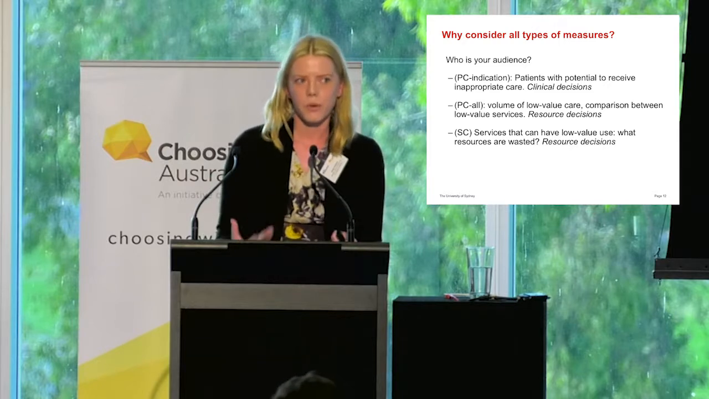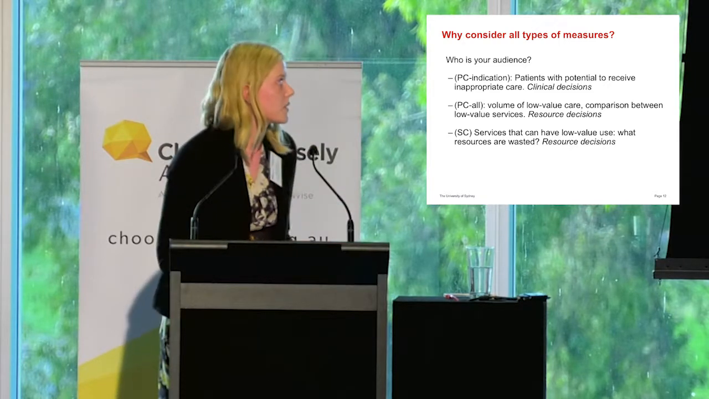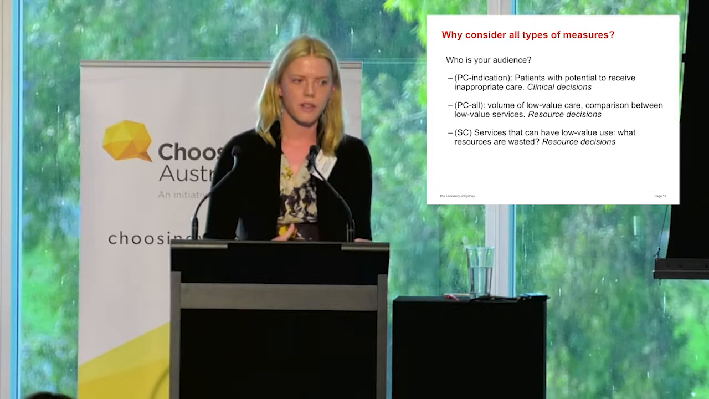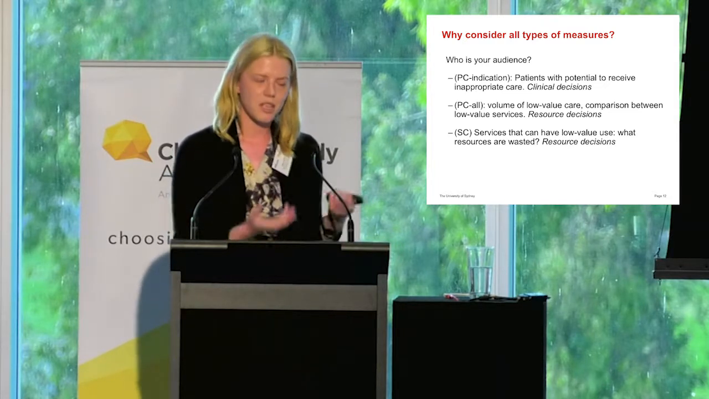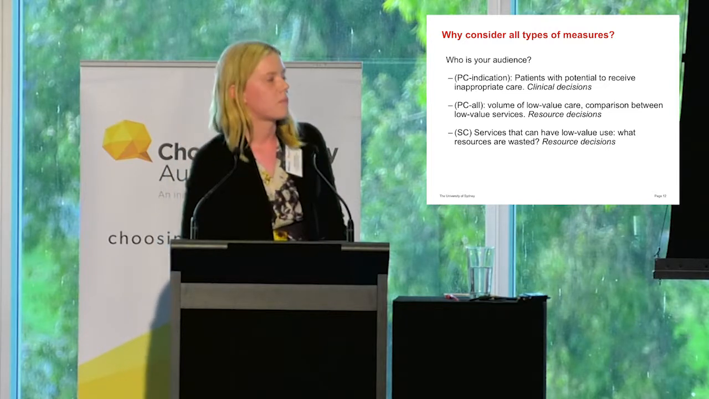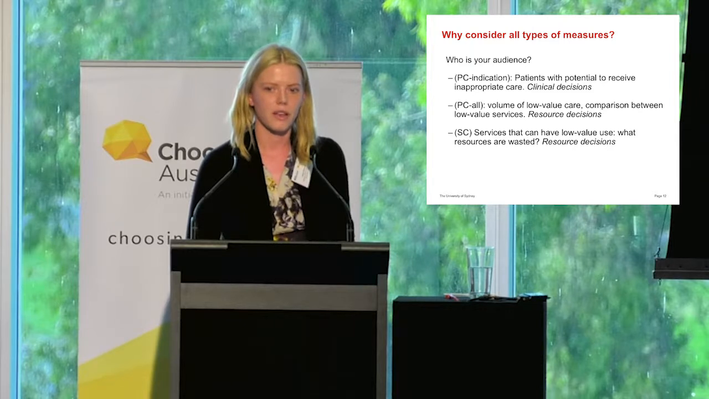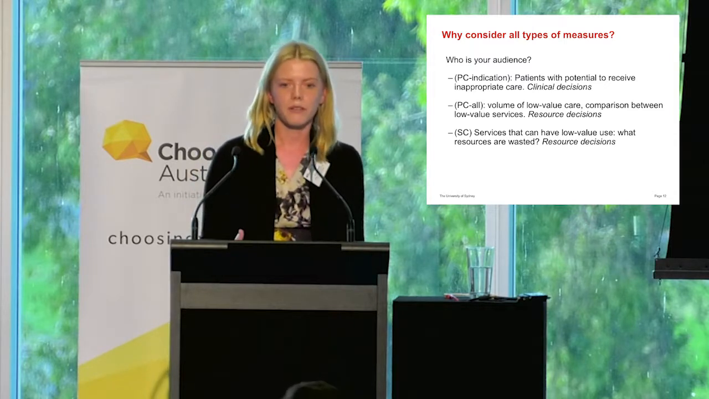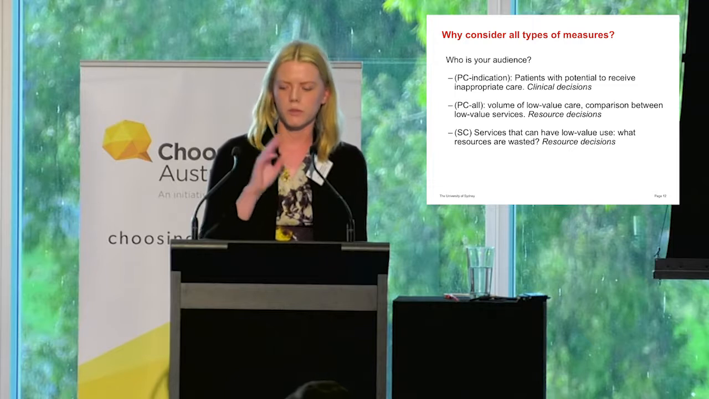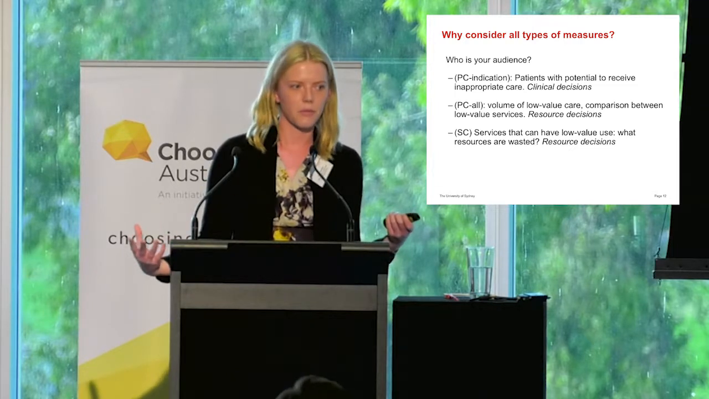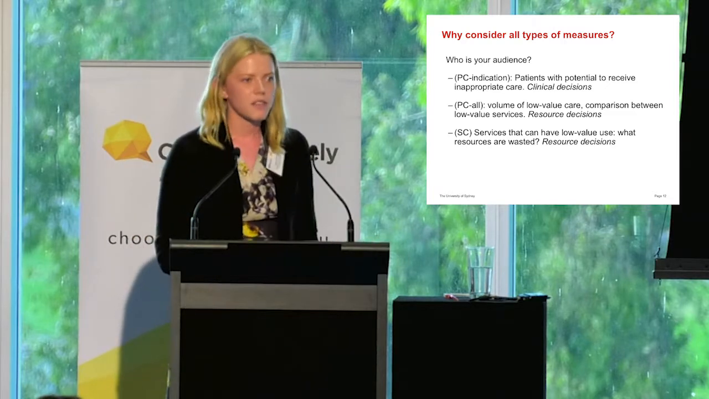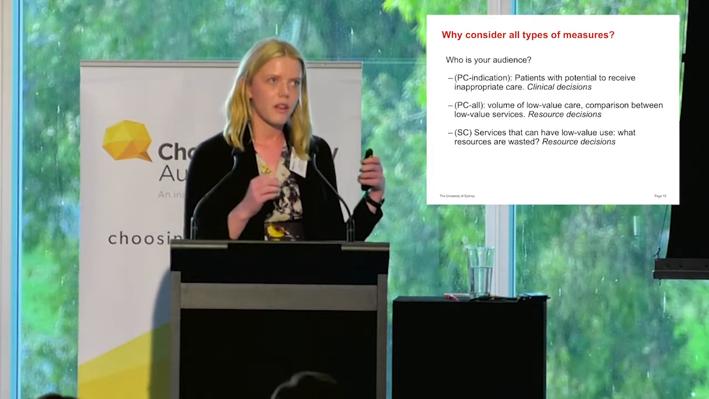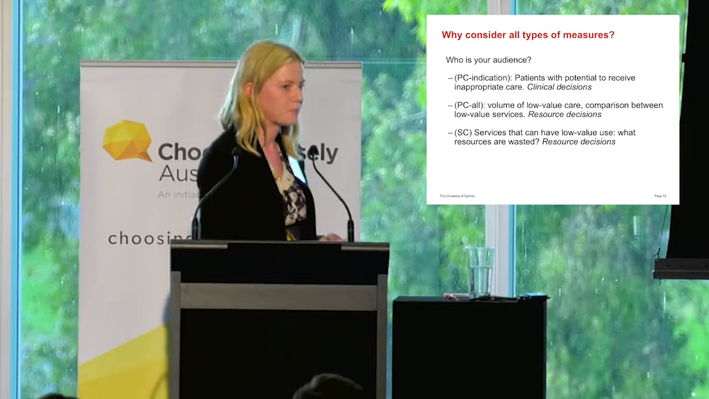And finally, there are different audiences for these types of results. So first off, we've got the clinical decisions, which come down to what group of patients you're focusing on. So this is where you should probably apply your PC indication measure, because this is the group of patients that have the potential to receive the inappropriate care. The next is the PC all, which people report quite frequently, but it looks quite strange because they're always very small numbers, because you've got such a large population in the denominator. But it's actually useful when you're looking at a range of low value services because you can see what the largest volume is of inappropriate care.